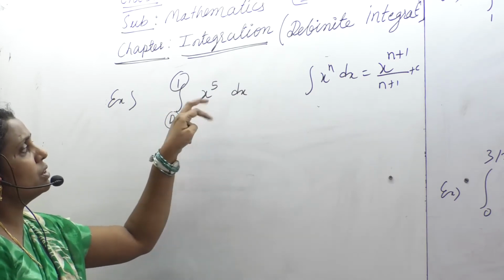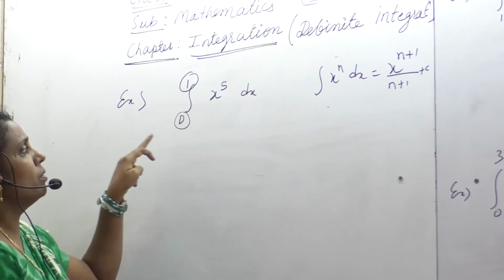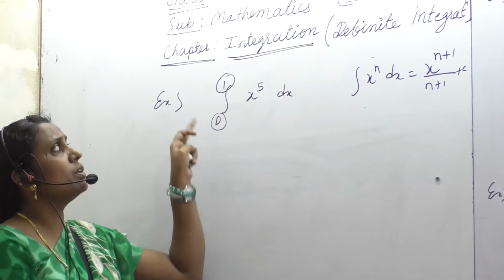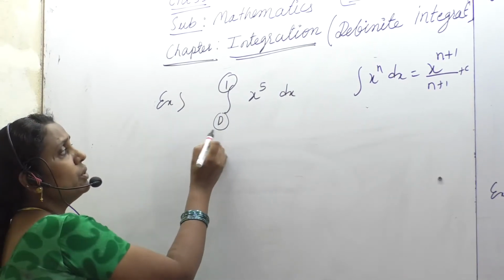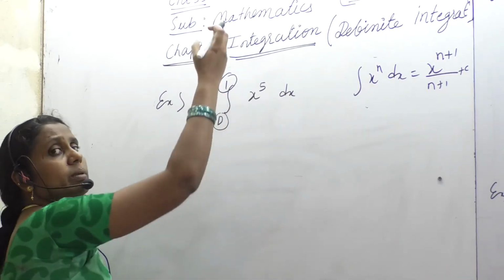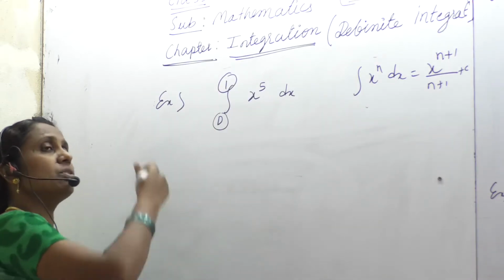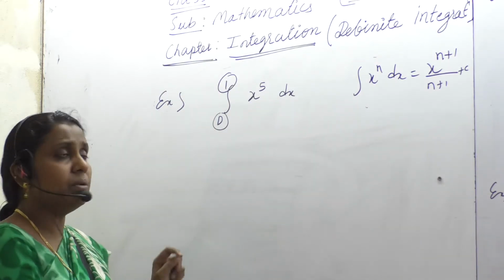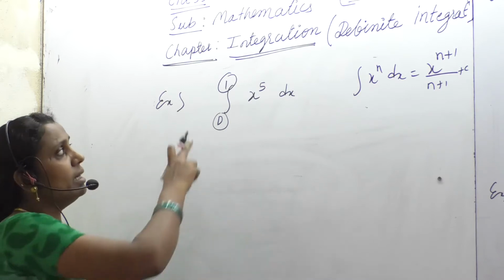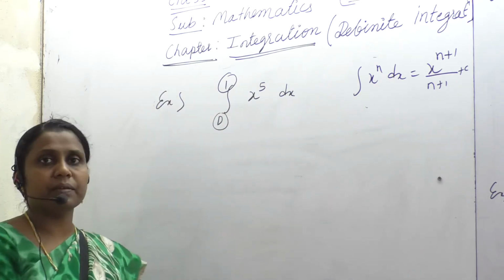Integration of the function with the limits 0 to 1. So this is said to be the lower limit, and this is said to be the upper limit. From 0 to 1, this is how you have to make the analysis. Integration of x raised to 5.